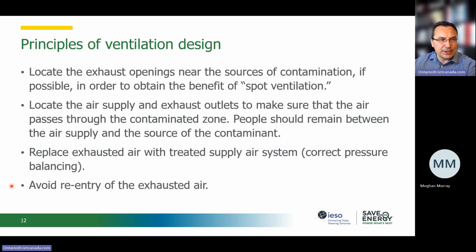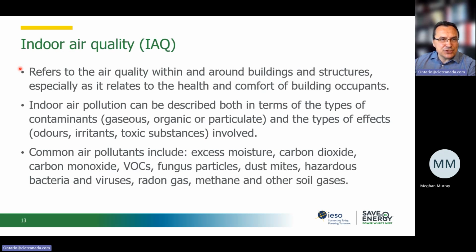A good system will avoid any short circuit of the exhaust air being absorbed back into the building. So designing properly the exhaust grill and the intake grill locations in the building is important to avoid this short circuit. So indoor air quality refers to what parameters we are monitoring in the space as well as around the space, around the buildings, in order to maintain conditions that are comfortable and healthy for the building occupants.